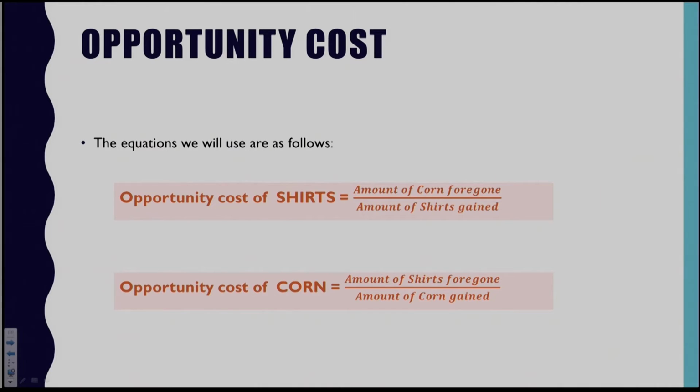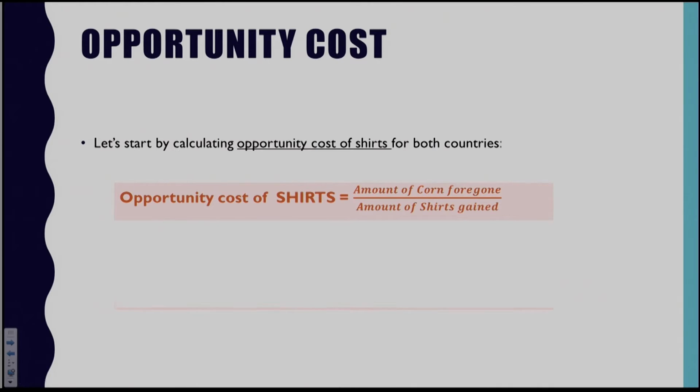It's foregone over gained. If you accidentally do gained over foregone, everything is going to be wrong. Remember, your opportunity costs would be wrong. They'd be the inverse, right? And then you'd have countries specializing in the wrong thing, which means your trade opportunities are going to be backwards. It's just going to wreak havoc. So I can't state this enough. You've got to get these calculations correct.